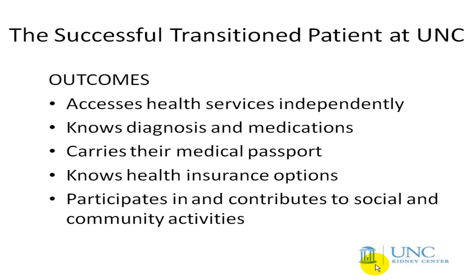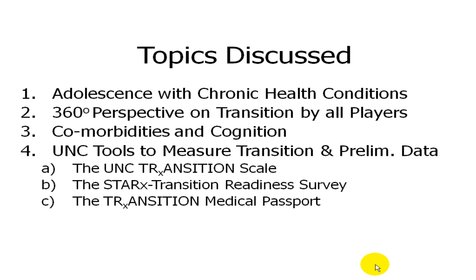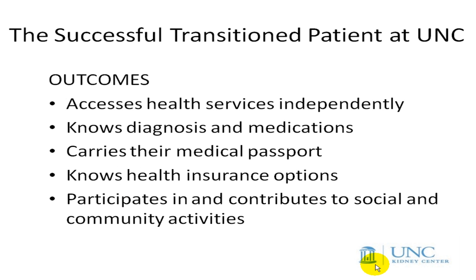So the successful transition patient at UNC is a patient who accesses health services independently, knows his or her diagnosis and medications, carries their medical passport, knows health insurance options, and participates and contributes to social and community activities. Now, I had mentioned that there are short-term outcomes and long-term outcomes. Short-term or process outcomes include emergency room utilization and adherence to medications by prescription refill. So we call the pharmacists and have them fax us the last 6 months of their prescription refills.